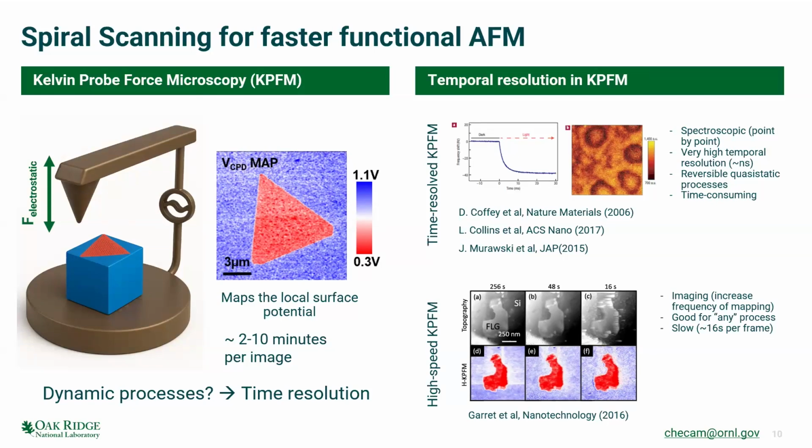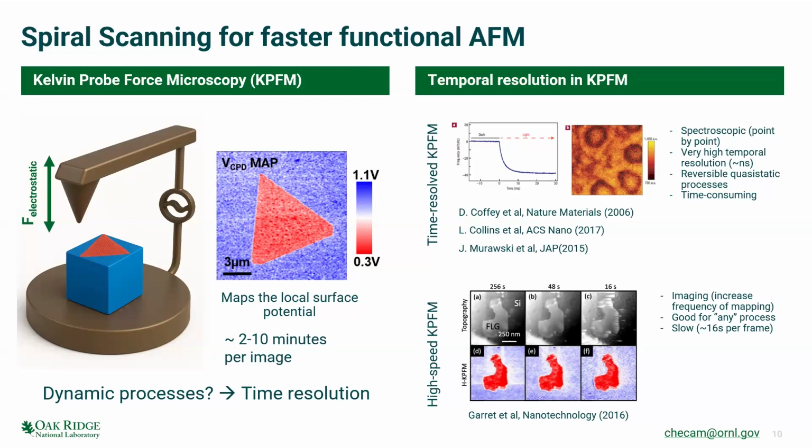One is called time-resolved KPFM, which would be a spectroscopic way of doing KPFM, where you sit at a special point, you trigger a specific process, and you map the CPD at that particular pixel. Then you move to the next pixel and do it, in a force-map way, which is good because it has a lot of temporal resolution, down to nanoseconds in some pump-probe techniques that are being developed recently. But it's only good for quasi-static or reversible processes, right?